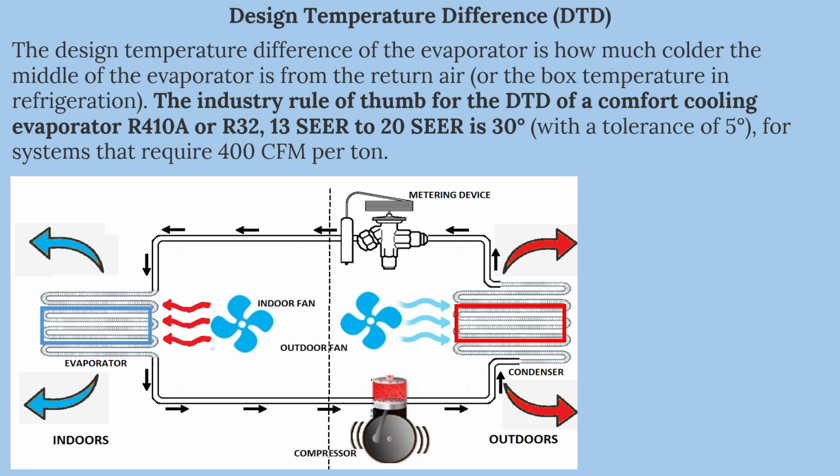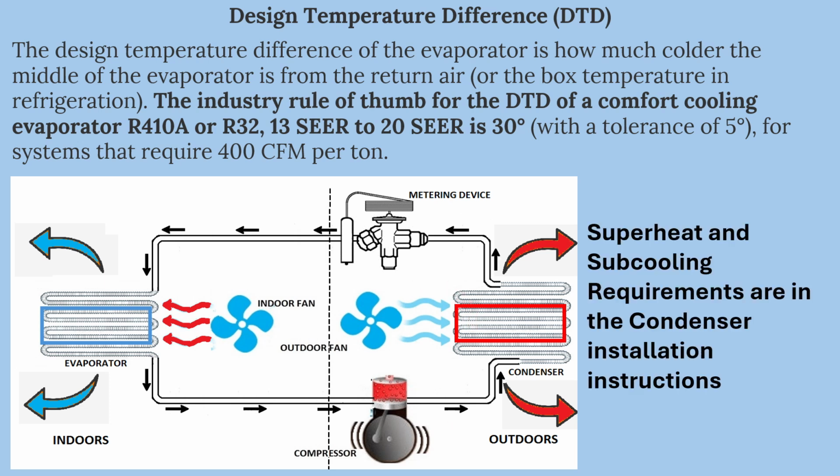The design temperature difference of the evaporator is how much colder the middle of the evaporator is from the return air, or the box temperature in refrigeration. The industry rule of thumb for the DTD of a comfort cooling evaporator, R410A or R32, 13 SEER to 20 SEER, is 30 degrees with a tolerance of 5 degrees for systems that require 400 CFM per ton. Superheat and subcooling requirements are in the condenser installation instructions.